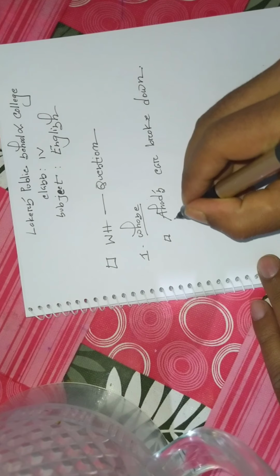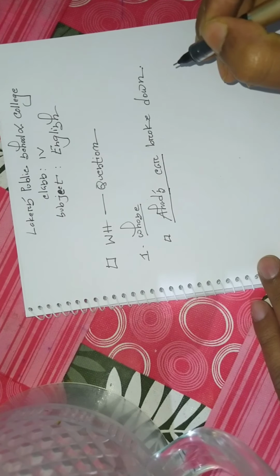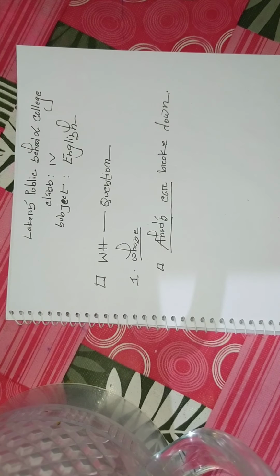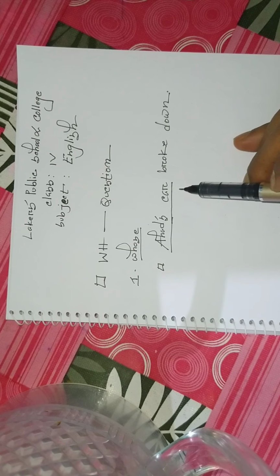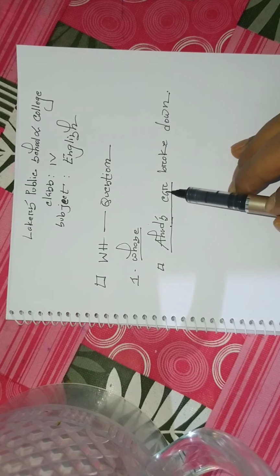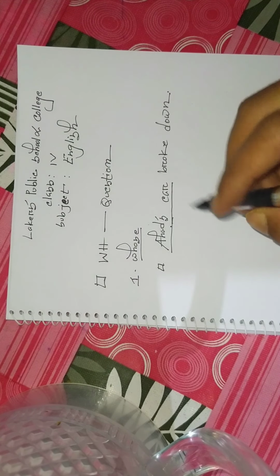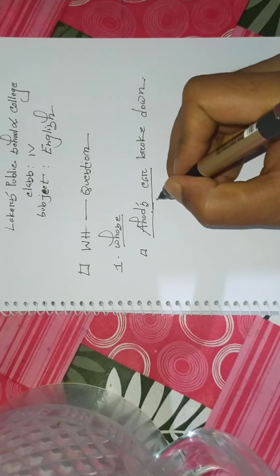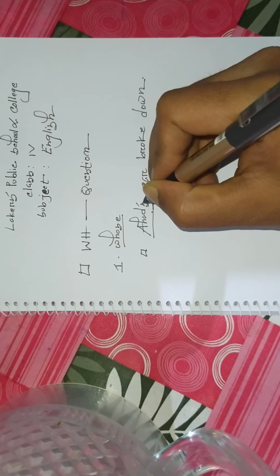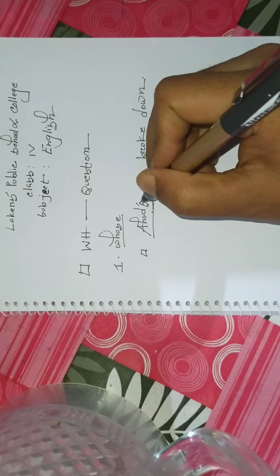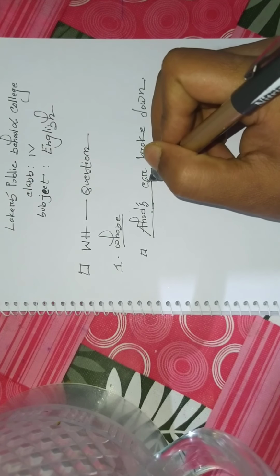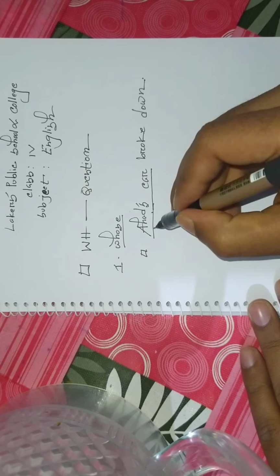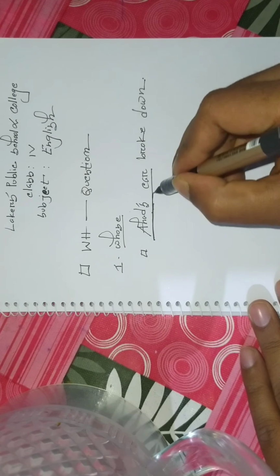There is an underline in Ahad's car, so you have to make a WH question from this statement. When you make a question from a statement, you must be careful about the word that is underlined. The underlined words are Ahad's car. We can see the word Ahad's, so there is the apostrophe s. You have to be careful when you see an apostrophe s, because it is called the possessive case.